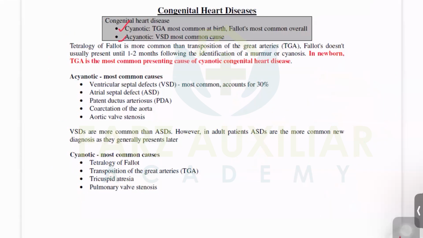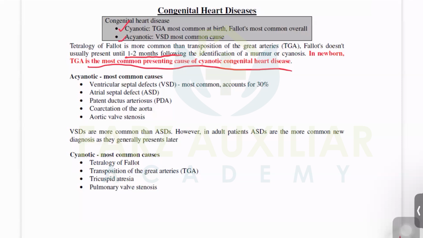So overall, tetralogy of Fallot is more common than TGA. Fallot doesn't usually present until the first 2 months of the baby, following the identification of a murmur or cyanosis. In newborns, TGA is the most common presenting cause of cyanotic congenital heart disease. Now, this was about the cyanotic. Now, let's check the acyanotic one.